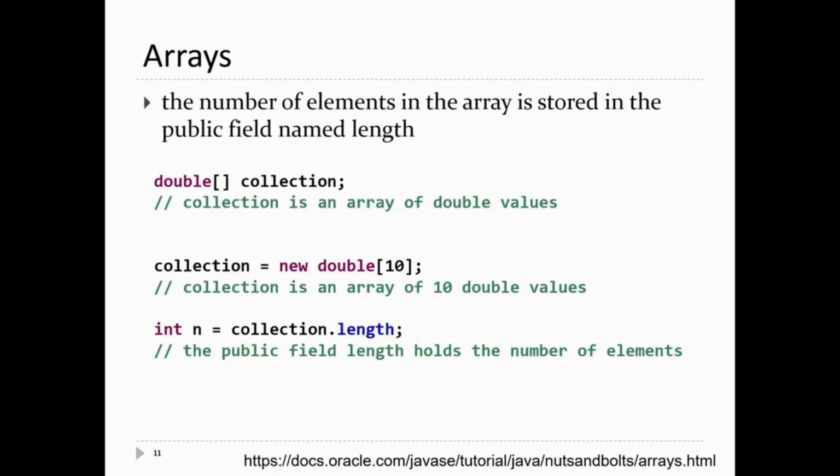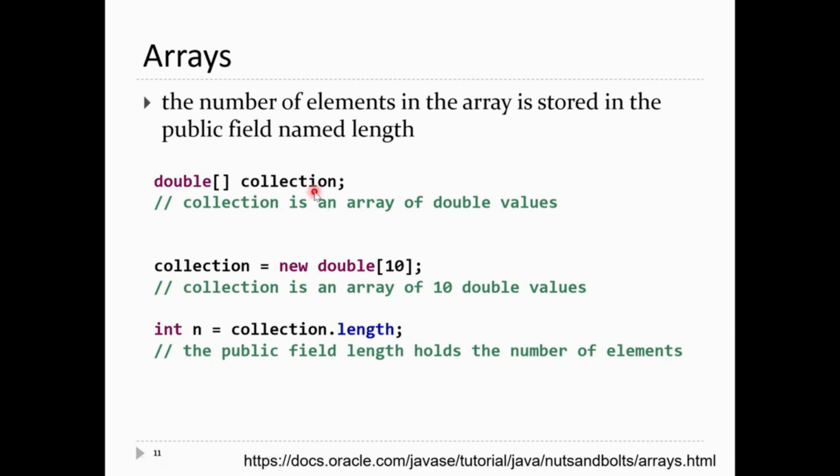Okay, so the number of elements in the array, you use the array name and write dot length, and that tells you the number of elements in the array. That's an int value in Java. So here n will be equal to 10. If you leave this line out and write int n equals collection.length, you get an error. So be careful about that.